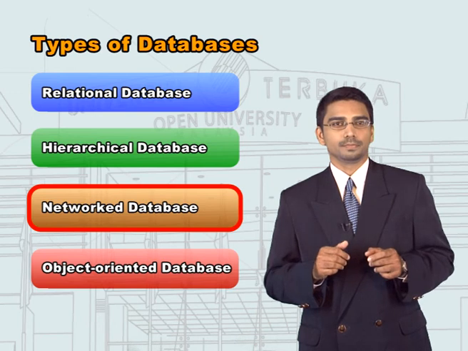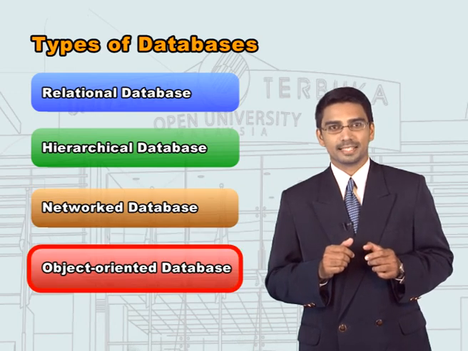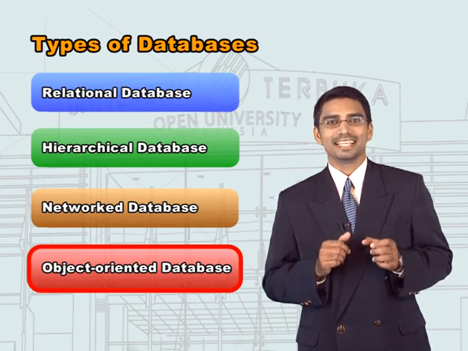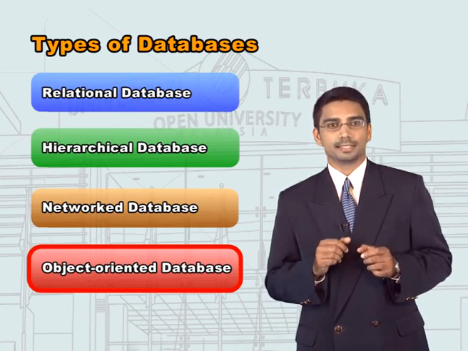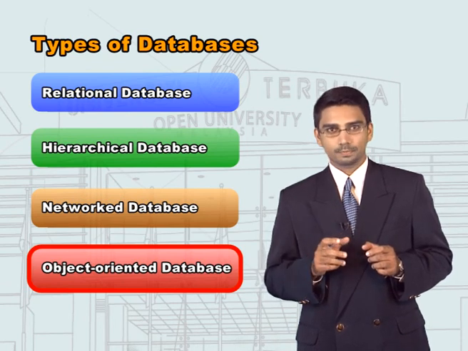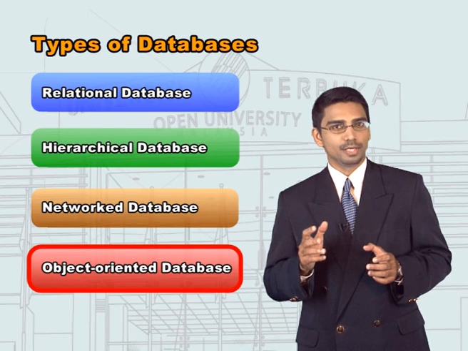And the last type, the object-oriented database, is a new approach in which data and programs are stored inside the database simultaneously, which means the object contains both data, which is the attribute, and behavior, which is the program. That's all about the database.